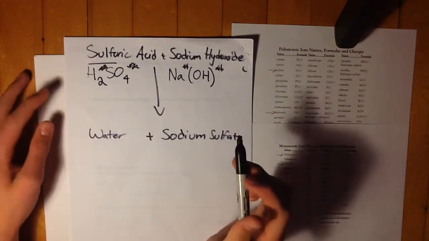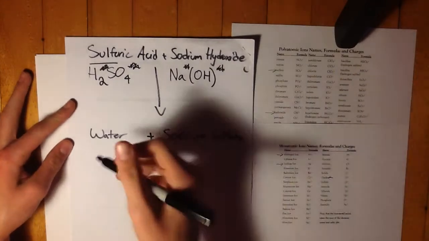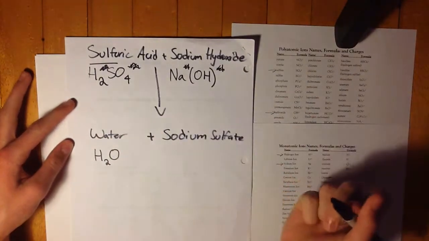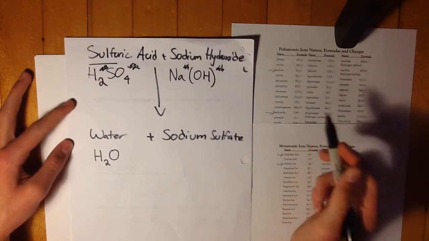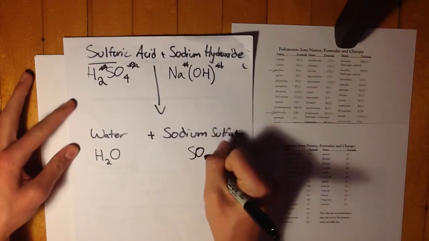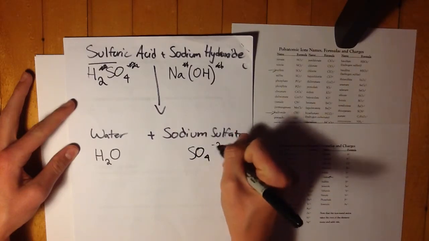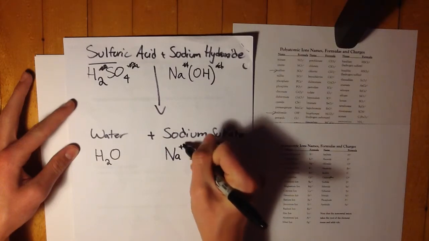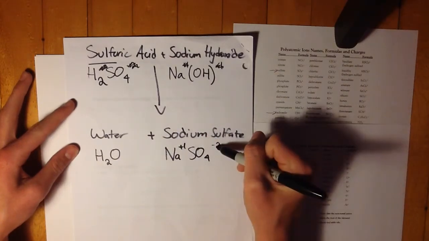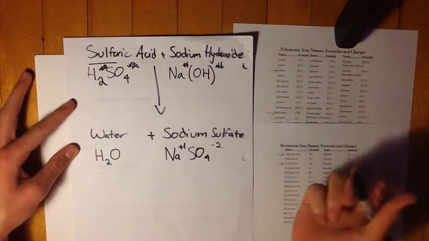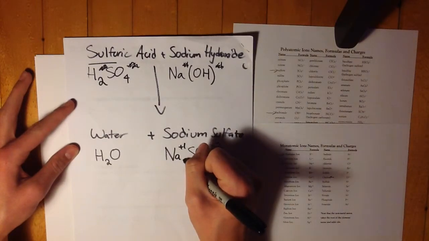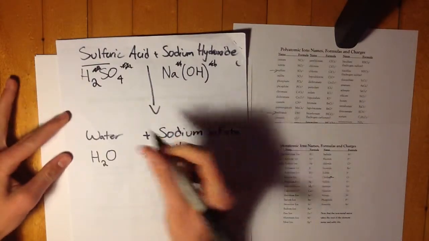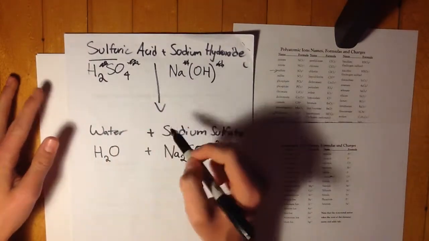Now to get the solution, we get water, obviously, H2O. That's balanced. And sodium sulfate. Sulfate again, SO4, -2, and sodium, Na, +1. So because this is a -2 and this is a +1, you need 2 sodium atoms. So there you go, 2. So now this is a completely balanced equation.